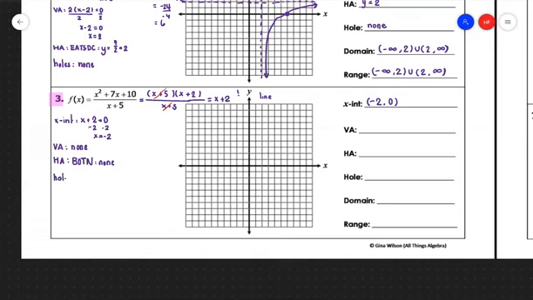And then holes, we can find by whatever's crossing out equal to 0, and then plugging that back into our simplified function. So negative 5 plus 2, which is negative 3. So we've got a hole at (negative 5, negative 3). And then if we wanted to, we could find the y-intercept, which I said in yesterday's video I like to find just so that it helps me figure out where the curves are going to go.